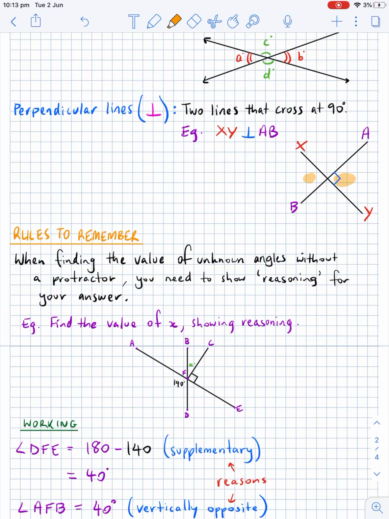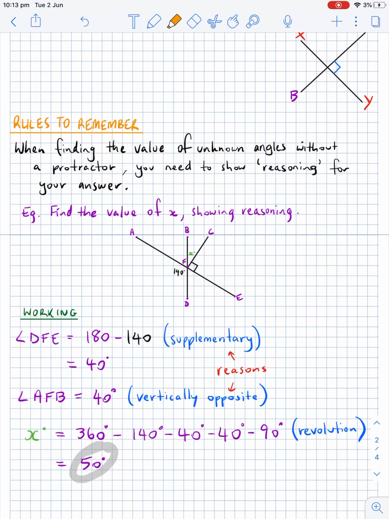Like that, and that should be the same because they're vertically opposite also. Okay, so some rules to remember. When finding the value of unknown angles without a protractor, you need to show reasoning for your answer.